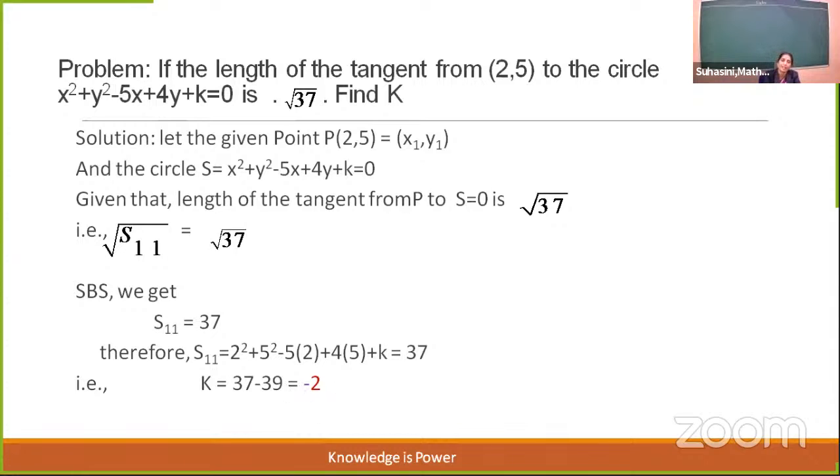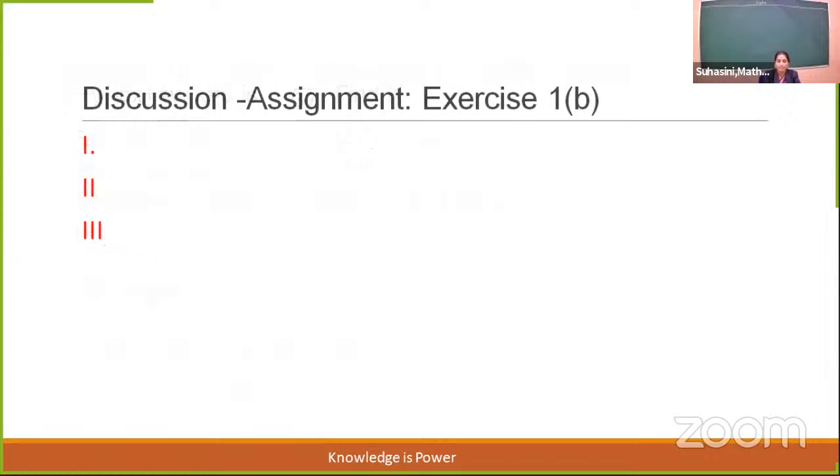So this is an application. The previous question is a direct question: find the length of the tangent. This is an application kind of problem. If the length of the tangent is given, we have to find the unknown values. And we have some questions to discuss in exercise 1B, children. If you have textbooks with you, please open the textbooks. My intention is to open the textbooks. Going through the textbook is one of the best qualities of a student.